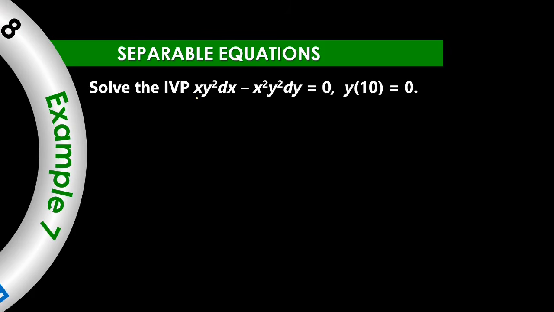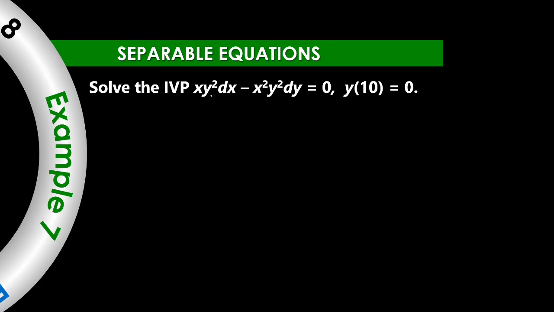Solve the initial value problem x y squared dx minus x squared y squared dy equals 0, given that y of 10 equals 0. So the final answer should be a particular solution. Now, if there is a way to simplify the problem first before integrating, if there is a common factor which we can cancel, then divide both sides of the equation by the common factor. Like here, x is a common factor and y squared is a common factor. So we divide the entire equation by x y squared.